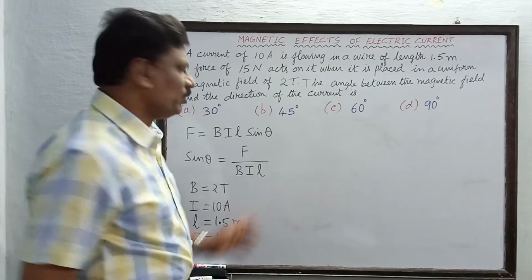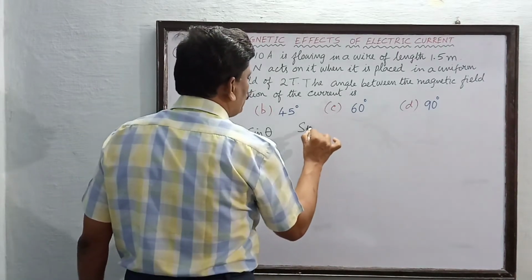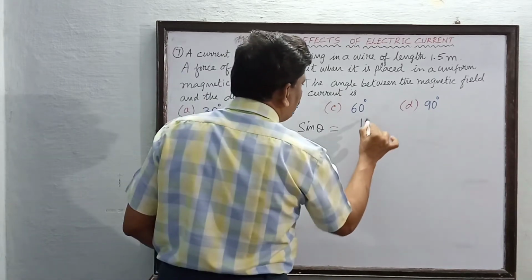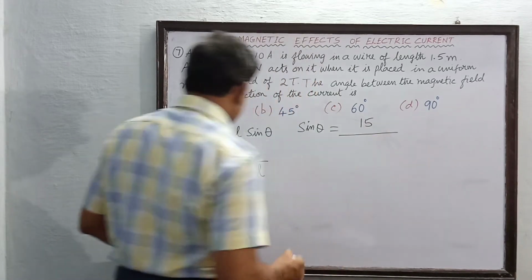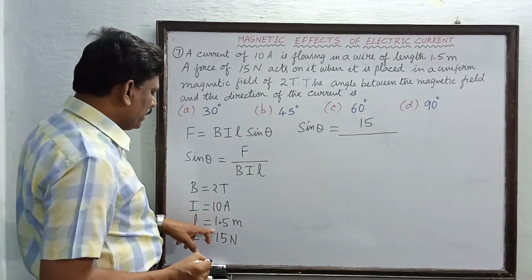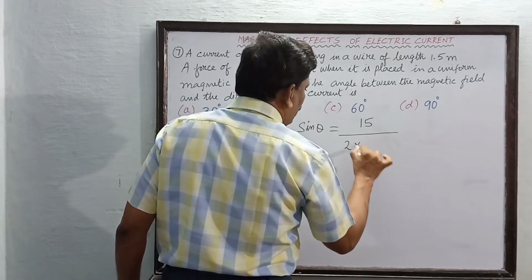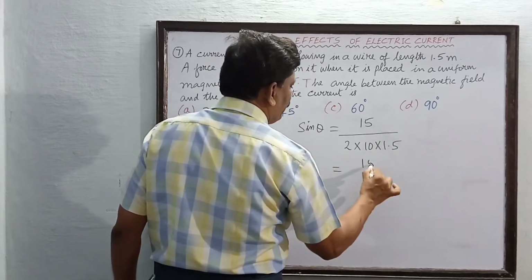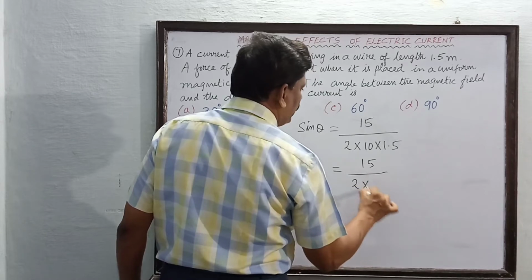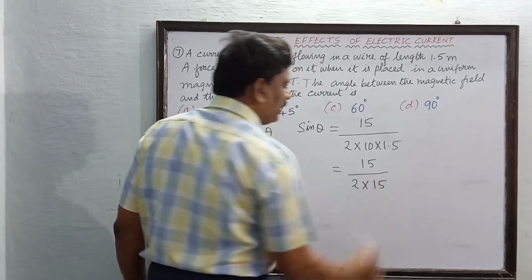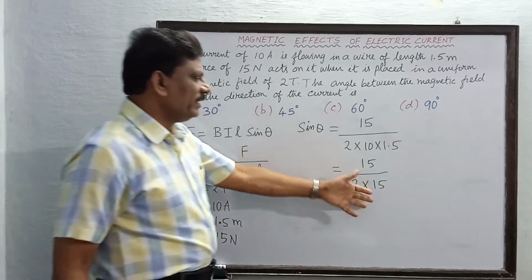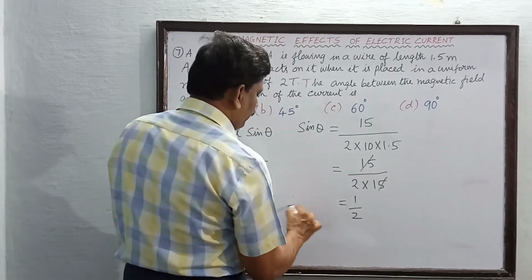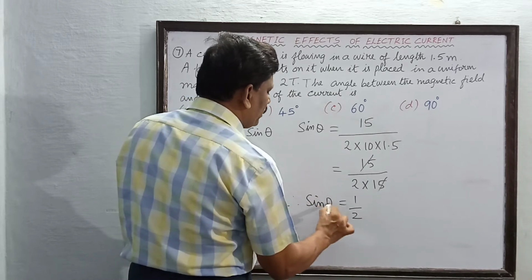So if you substitute, what is sin theta equal to? F is 15 divided by B into I into L, so 2 into 10 into 1.5. 2 into 10 into 1.5 is 15. So the 15 and 15 can be cancelled. So this is equal to 1 by 2. Therefore, sin theta is equal to 1 by 2.